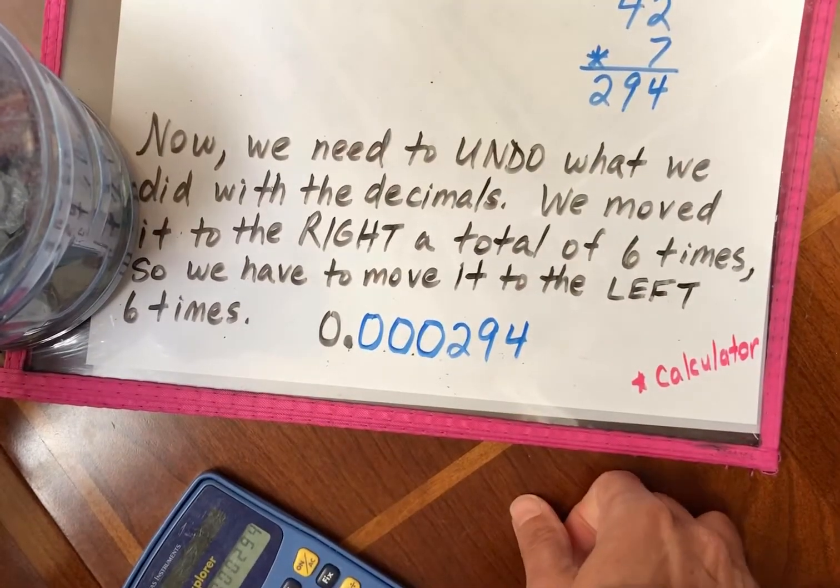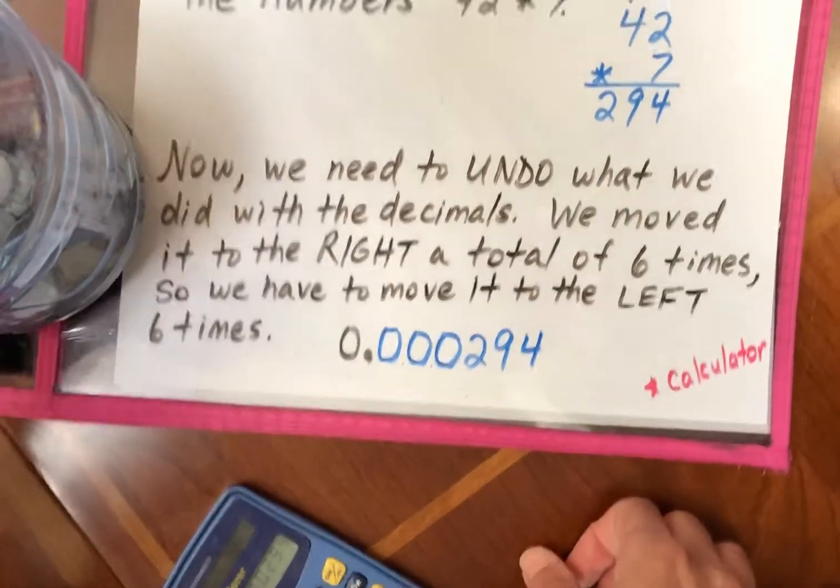So when it's impossible to make an estimate, try using your powers of 10 to multiply decimals.